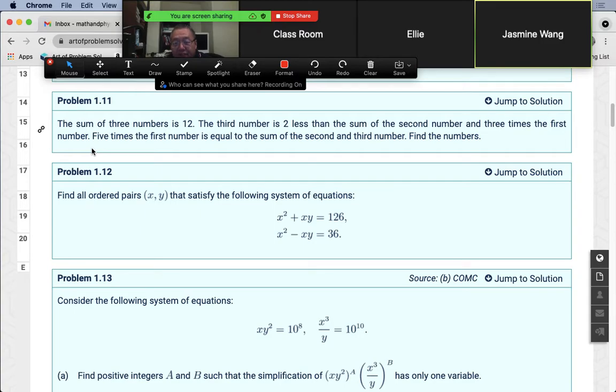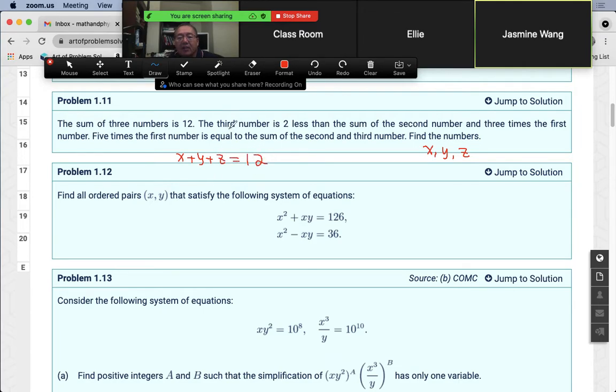Say they give you the 3 numbers. They said the sum of these 3 numbers is 12. So you can set these 3 numbers, suppose you can use any letter, okay? Suppose that's x, y, and z. Then the sum of these numbers equals 12. So that means you can get the equation x plus y plus z equals 12.